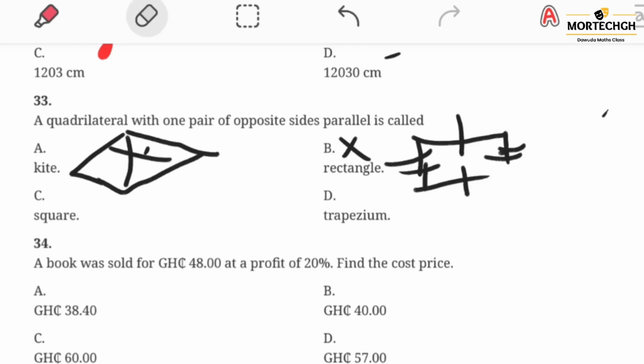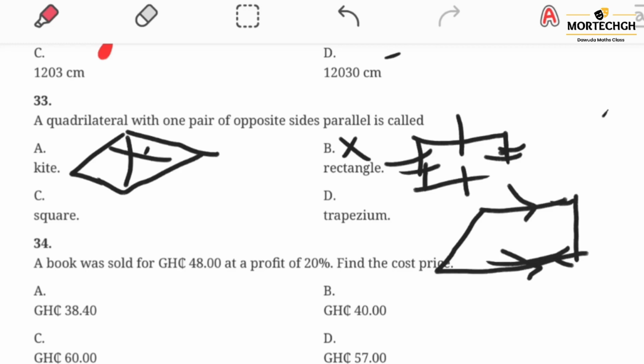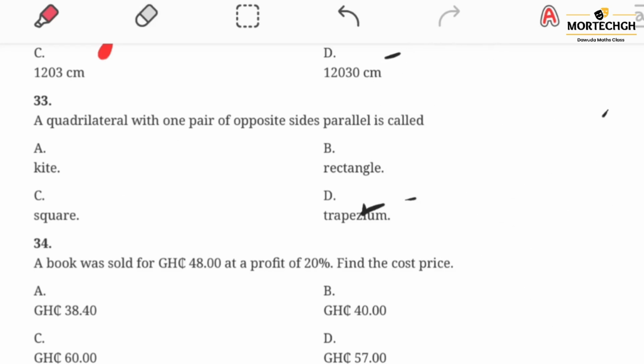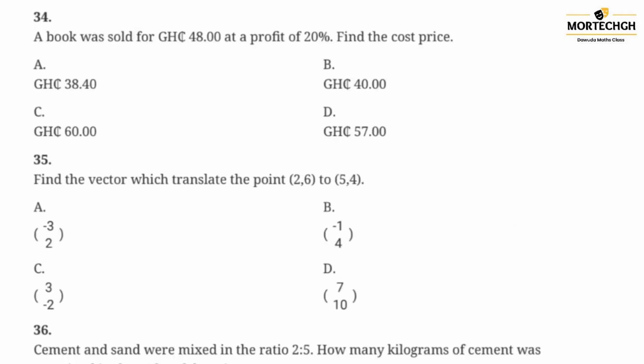But let's consider D, which is the last one. That is a trapezium. It's like this, with this side parallel to this side. It has only one pair parallel in the figure. It has only one parallel side. One pair is parallel, so therefore trapezium is the answer. The answer here is D, trapezium.